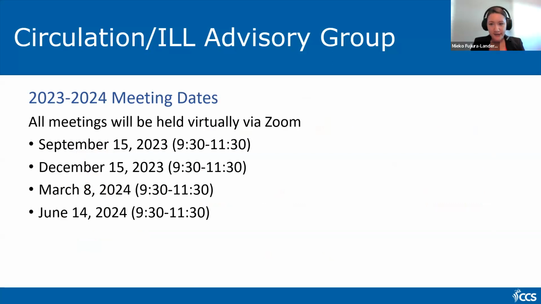So we'll plan to meet 4 times this year. All meetings will be held through Zoom. So here are the 4 meeting dates. Obviously, there's today, September 15th. We'll also be meeting December 15th, March 8th, and June 14th. If we don't have any pending agenda topics, I will cancel the meeting.